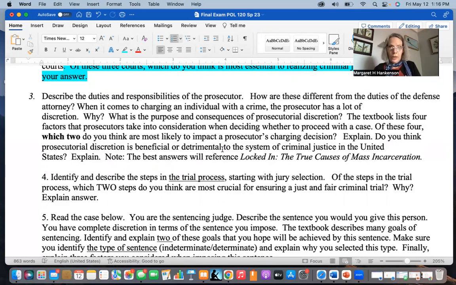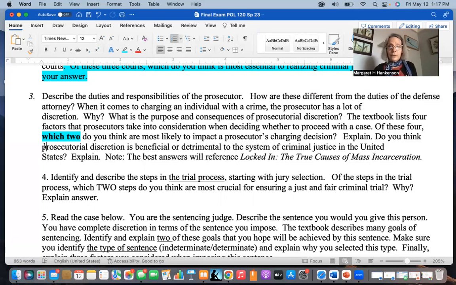Prosecutors decide, am I going to charge somebody with a crime? And so you need to identify those 4 and then pick just 2 that you think are most likely to impact the prosecutor's charging decision. I'm not going to say what the 4 are, but tell me the 2 that you think are the most important in terms of driving decision making. Explain. And then finally, the critical thinking question is: prosecutorial discretion, is it beneficial or detrimental to criminal justice in the United States?